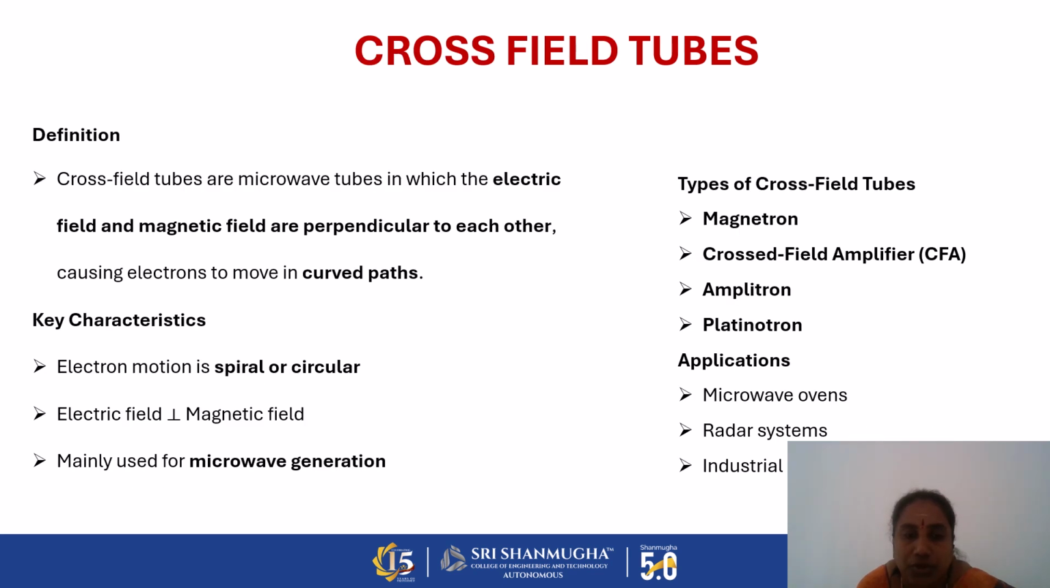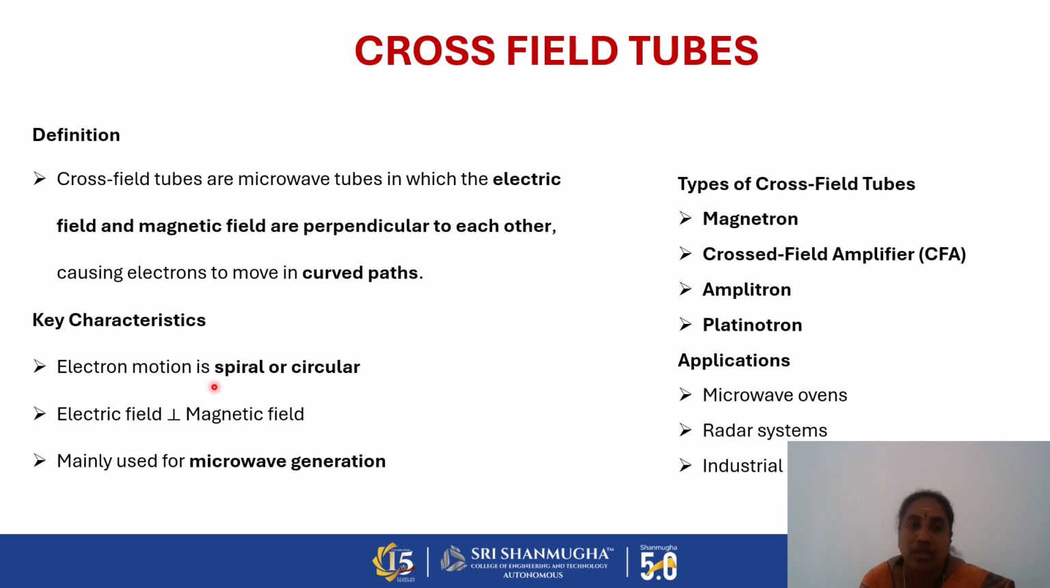And next, cross field tubes. So this is the cross field tube. In the previous slide, I discussed the linear. Here, cross field means the electric field and magnetic field are perpendicular to each other. In linear tubes, they are parallel to each other. In cross field, they are perpendicular to each other. At that time, the electrons move in a curved path. So we can utilize it in applications like the magnetron. In the next slide, I discussed one of the real time applications of the magnetron. Normally, we use it in home appliances. These are the key characteristics of the cross field tubes. Here, the electron motion is based only on a spiral or circular path.